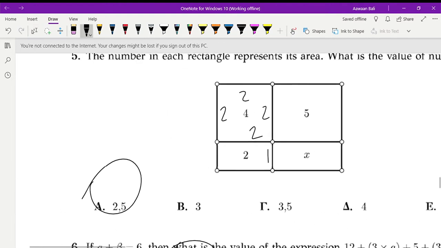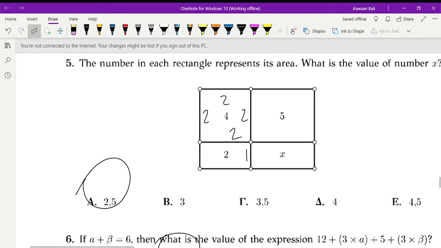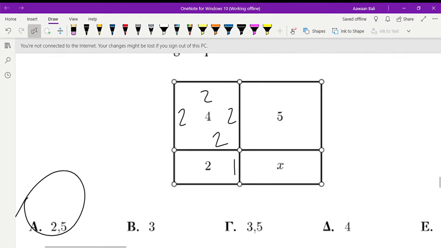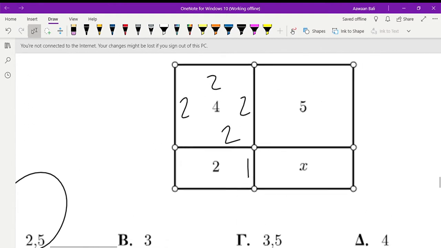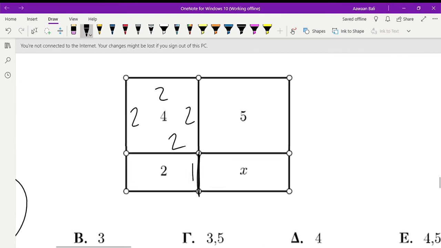If I'm wrong for any of these things, you can tell me. But I'm pretty sure that this is the option. So yeah, 2, 2, 2. We can say this is 2. And since this small rectangle here is also sharing the side of 2, 2 divided by 2 is 1. So we know the width or the breadth of the rectangle with x area is 1. It's 1. So now we look at this.